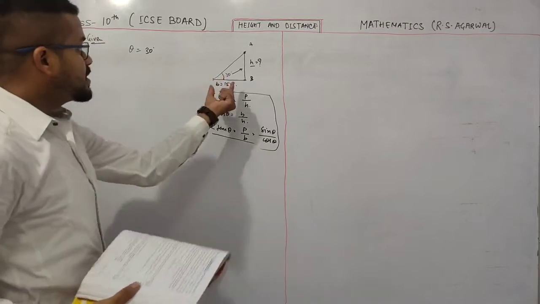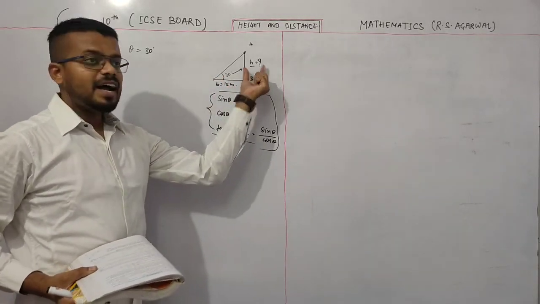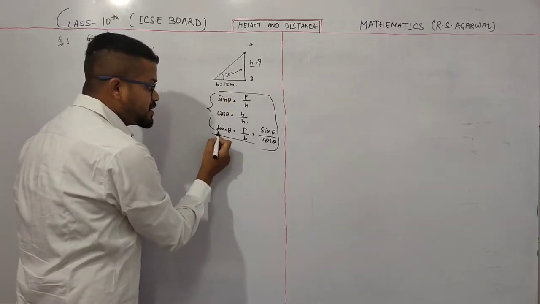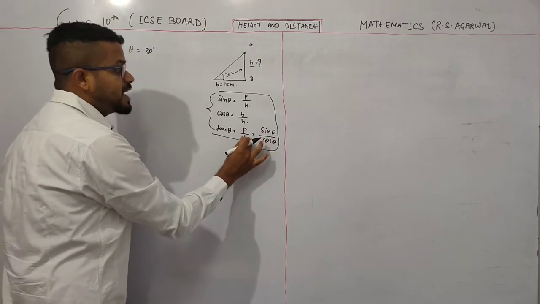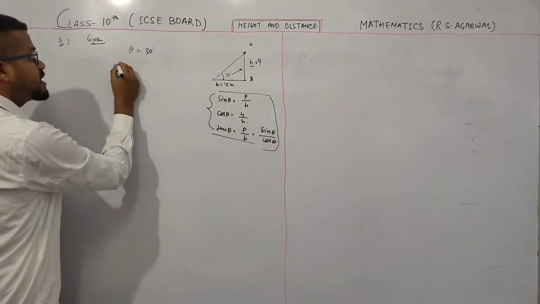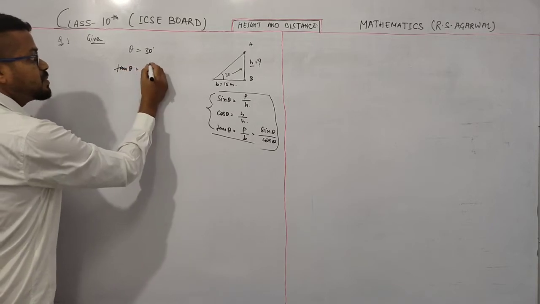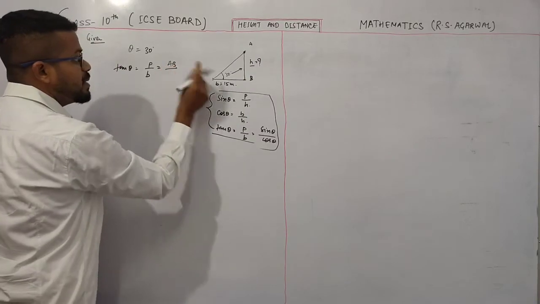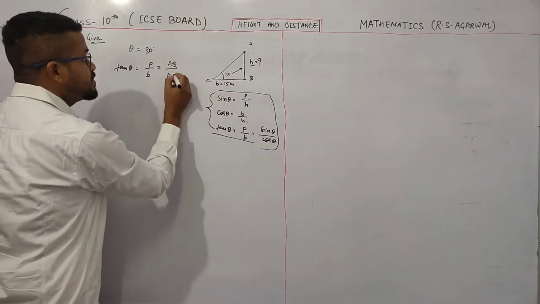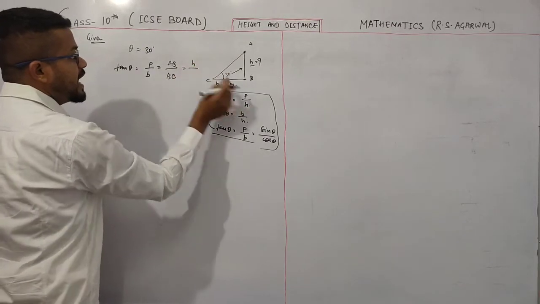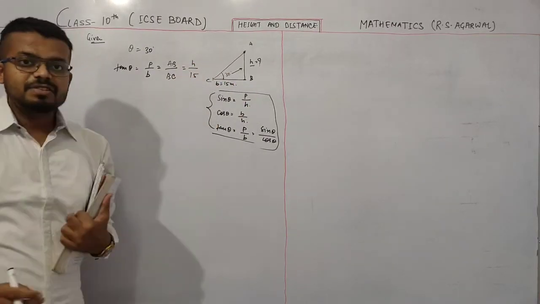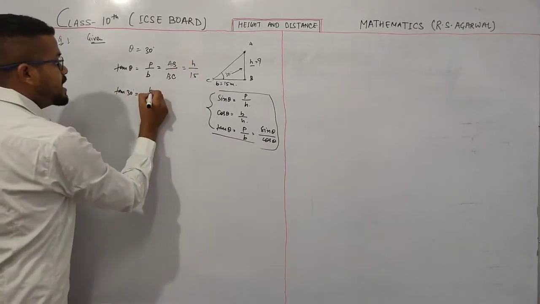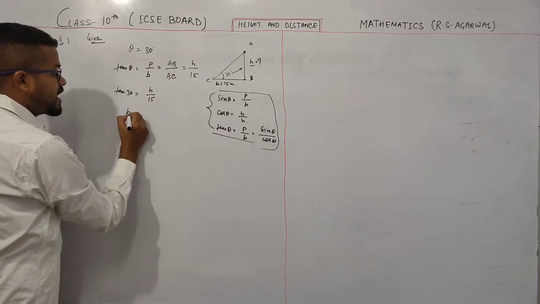Here the base is given and we have to calculate the height. So in which trigonometric ratio are the base and height used? Tan theta is perpendicular upon base. This is height and this is base. So I use here tan theta equals perpendicular upon base. Perpendicular is AB and base is BC. So AB is height and BC is 15 meter, given. So tan theta, where theta is 30 degree, equals h upon 15. So we have to find the height.